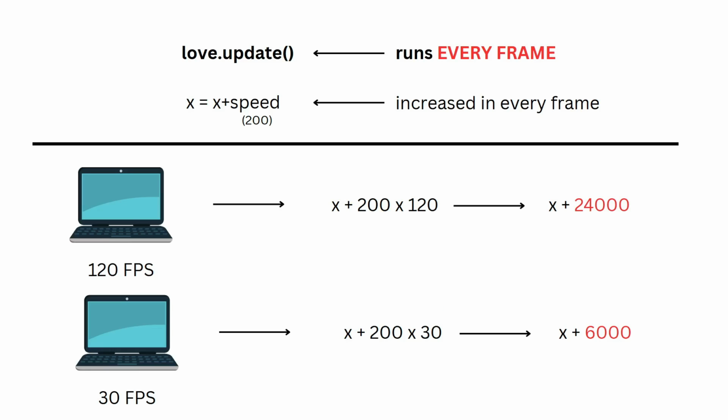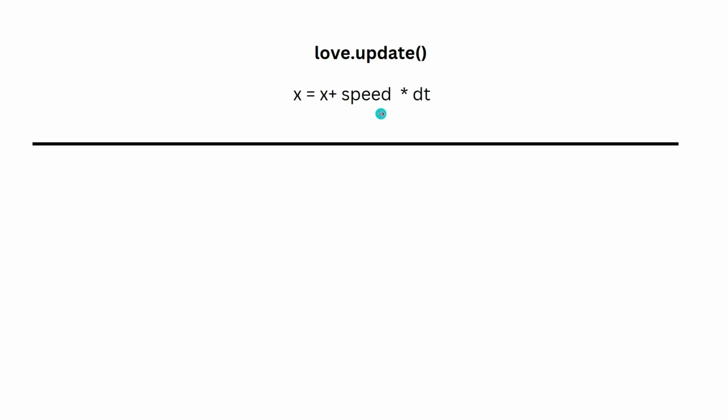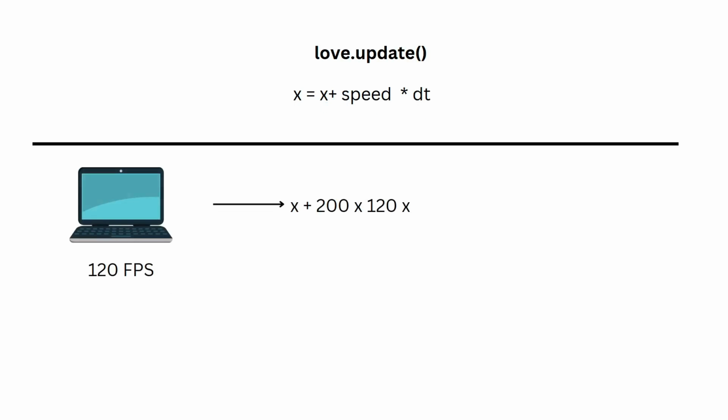The speed of a car should be constant no matter if the game is running at 120 fps or 30 fps. So delta time aims to fix this. Now if we multiply the speed value with delta time before adding it on to our x value, what will happen is even if the game is running at 120 fps, it will balance out the number of frames or the speed that is being added onto our x value.